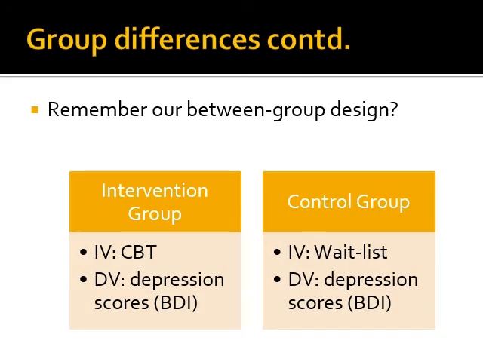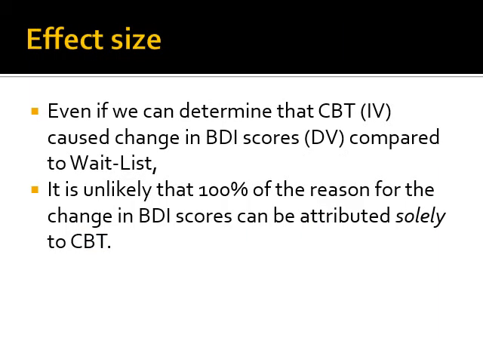So let's return to our between group design to understand what that 2 means, what that effect size means. Let's say we have again our intervention group CBT versus a waitlist control. We're looking at depression scores on the Beck Depression Inventory as our dependent variable. Even if we can determine that CBT, which is the independent variable, caused change in Beck Depression Inventory scores, the dependent variable, compared to a waitlist, that's no independent variable basically, it is unlikely that 100% of the reason for the change in Beck Depression Inventory scores can be attributed solely to CBT.